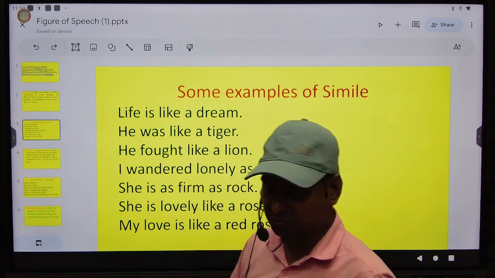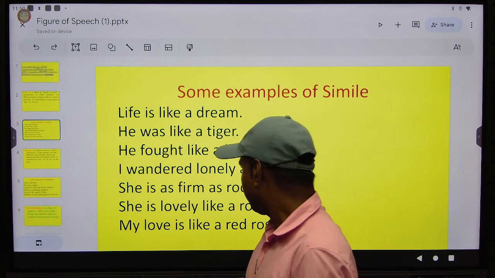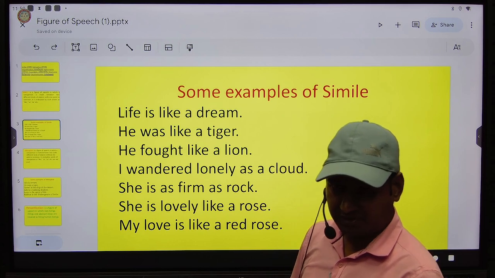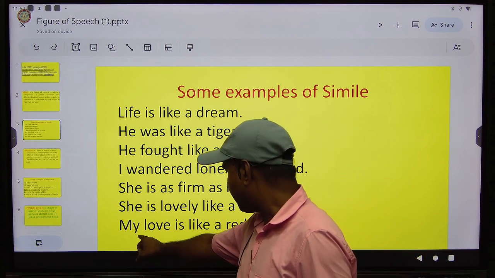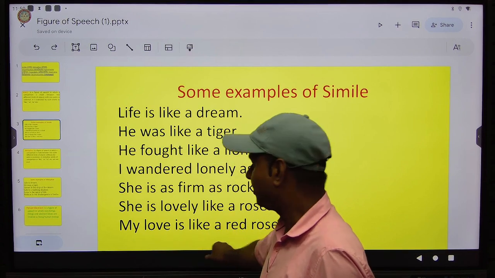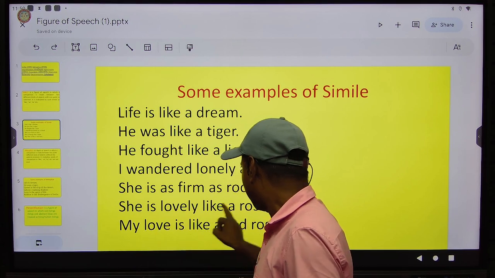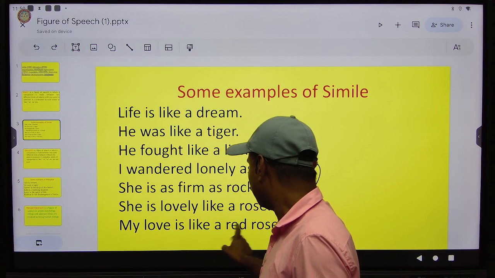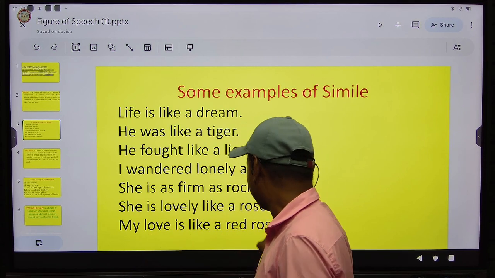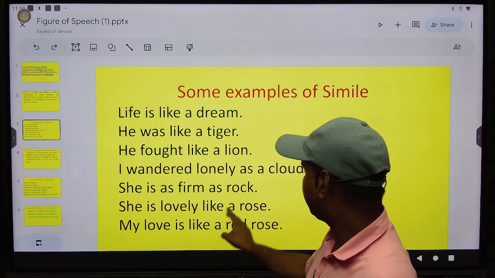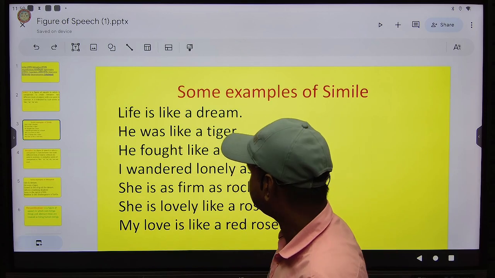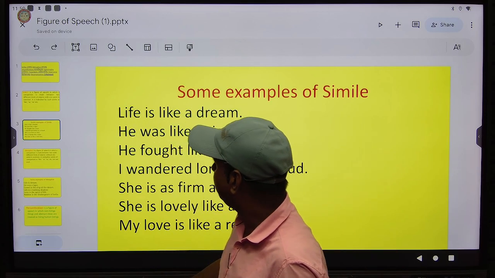My love is like a red rose. This is a very famous poem line by Robert Burns. Robert Burns compares his love with red rose. One thing is my love, another thing is red rose, and comparison has been made, and the comparison word is like. So we'll move ahead.